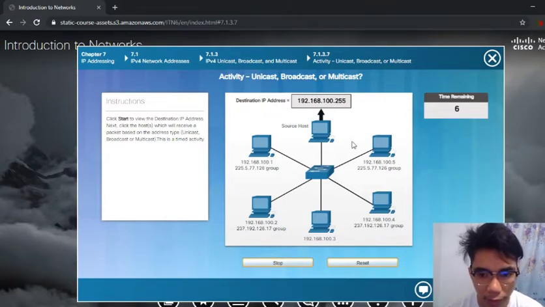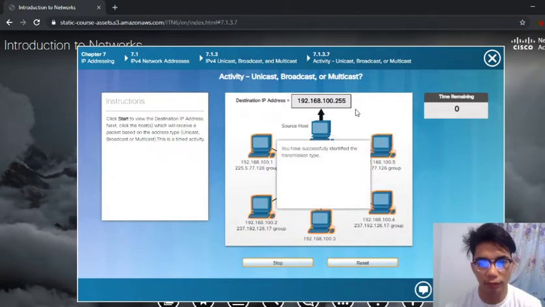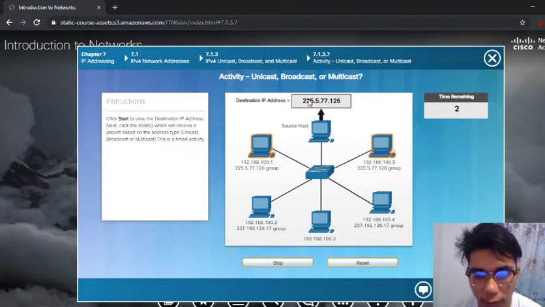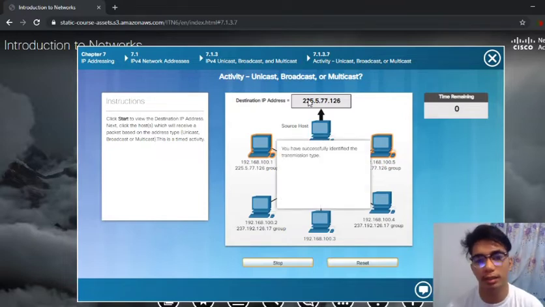192.168.100.255. It is a broadcast because of the 255. Because all broadcast addresses have all ones in their host numbers. 126, and as you can see 126 is just a multicast address again. Then just like that, it's very easy.